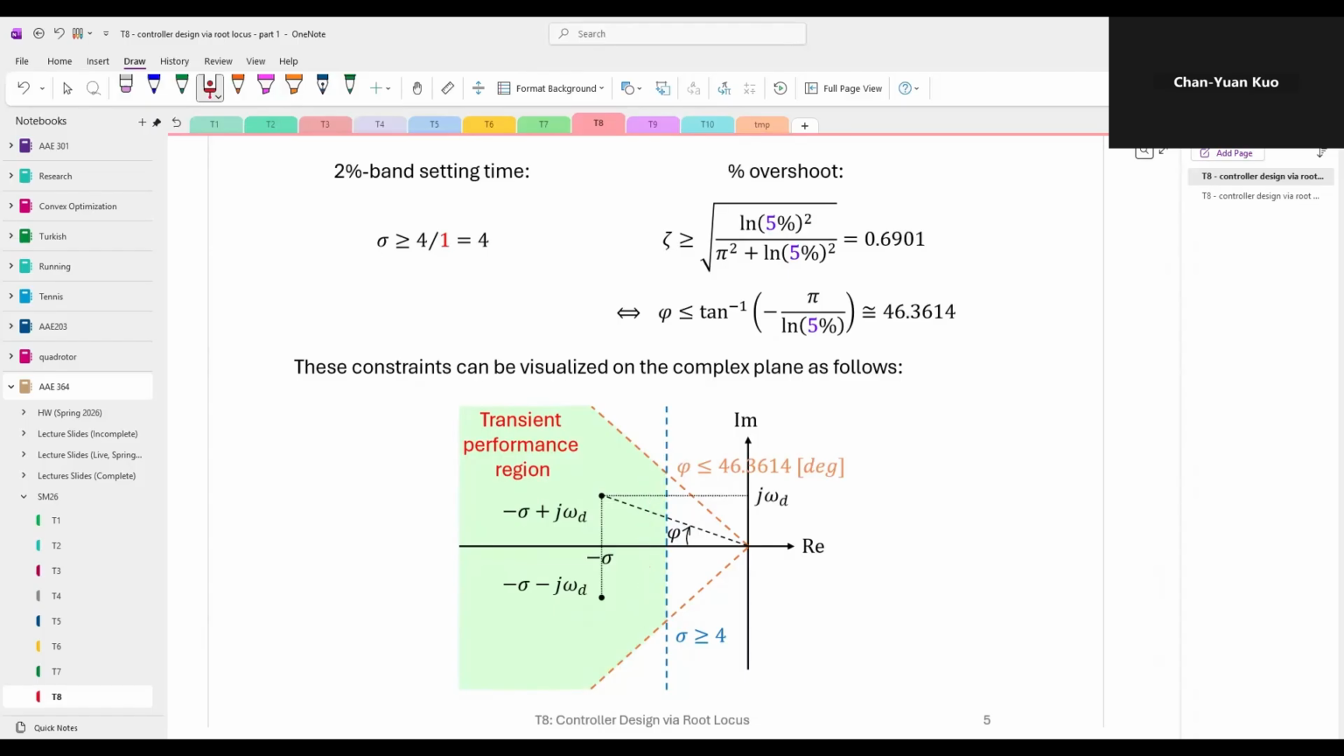And at this point, it should be clear that to satisfy the two specifications at the same time, the closed loop poles must remain inside these two lines. And the green shaded area here represents all accepted pole locations.